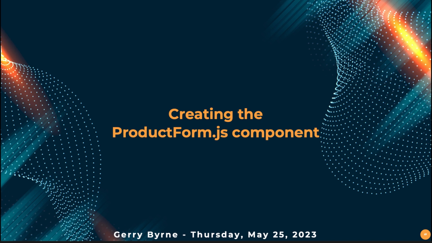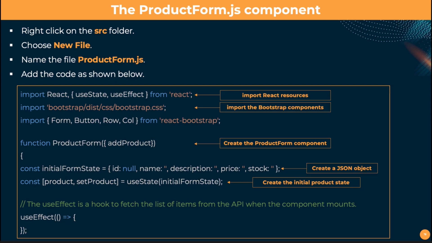Now we will create our product form.js. That is our product form component. So we'll create a new JS file. So we'll right click on the source folder and then create the product form.js. Similar to the others before, we import React, we import Bootstrap CSS, we import the form, button, row and column from Bootstrap, and then we create our function. Our function will take in add a product. So we're going to be passed add product.